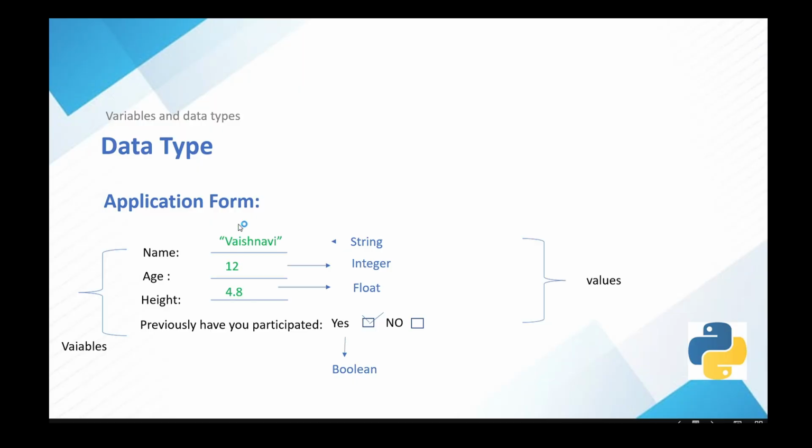Okay, so name Vaishnavi is written within double quotes, so this is a string data type. 12 is a digit, so it is an integer. 4.8 has a decimal point and fraction, so it is a float. Here we have yes or no, and these are Boolean.